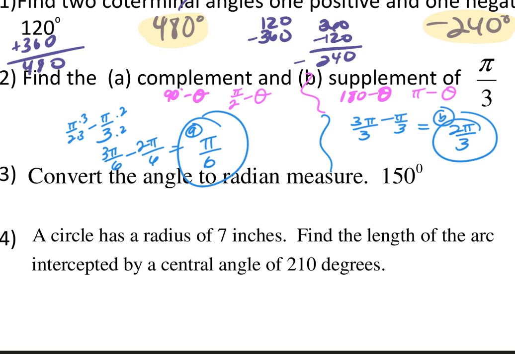Questions on those? Yep. If it was negative, we just say no complement, no supplement. So if it's bigger than a half pi or bigger than 90, no complement. If it's bigger than 180 or bigger than pi, no supplement. Yep, you don't want to give a negative answer for those.